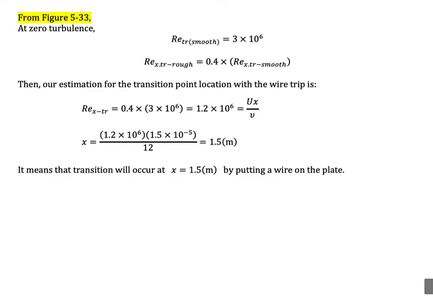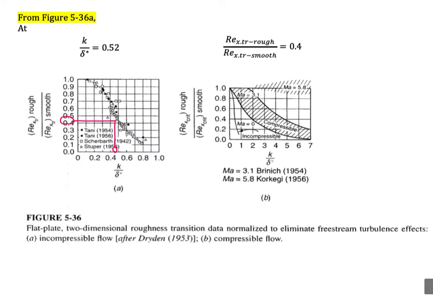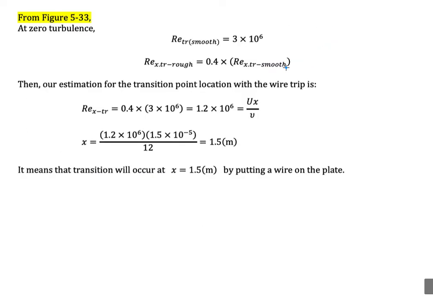Here we just estimate the transition Reynolds number as 3 times 10 to the power of 6. Because the ratio here is 0.4, it is okay to use 2.6-something. In this calculation, let's say I take 3 times 10 to the power of 6. We could estimate the Reynolds number transition for the rough surface, which is 0.4 times the Reynolds number for smooth. So then our estimation for the transition point location with the wire trip is this one.